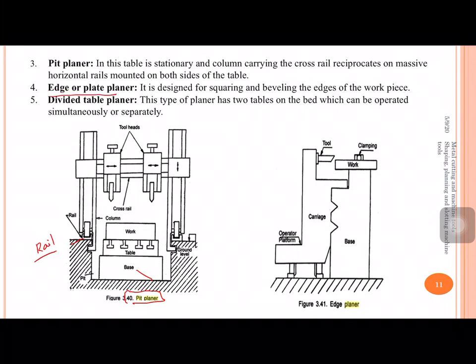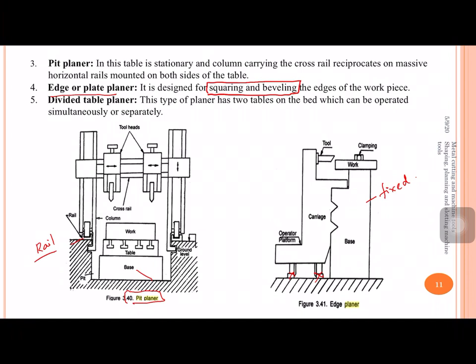Next one is the edge type or plate type planer. Here also this is very much similar to the pit planer type. Here also the base is fixed on which the work part is placed, and the carriage is going to move on these rails, holding the single point cutting tool, and these are recommended for squaring or beveling the edges of the work part.